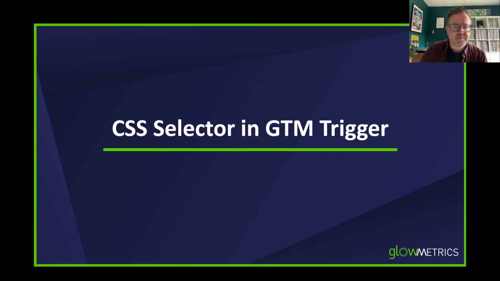So hopefully this will save you some time in Google Tag Manager. It means that you won't have to go in and use trial and error. It means that you don't have to go in and out of preview mode 10 times to make sure that you've got the right CSS selector for your trigger. You can just make sure that you've got it right in your browser first. Then you can just copy and paste it into Google Tag Manager, and that will hopefully speed things up for you.